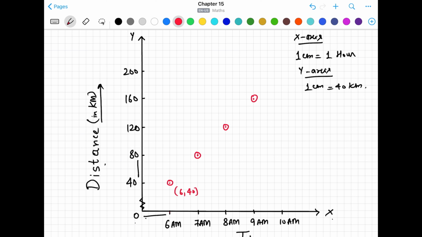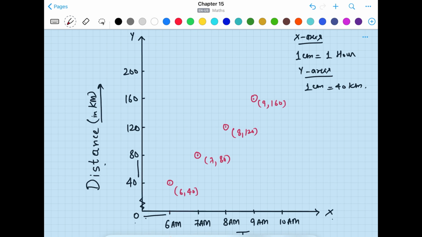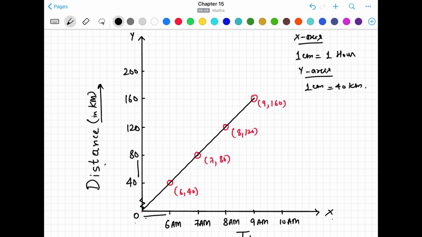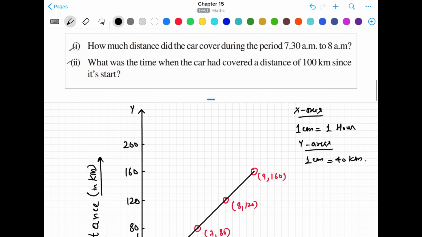This is 6 and 40, this is 7 a.m. and 80 kilometers, this is 8 a.m. and 120 kilometers, and this is 9 a.m. and 160 kilometers. Now again we are going to join these to make a straight line. Okay, let's do this using a scale. Join all the points and you will get a straight line. So that's the graphical representation of the given information.